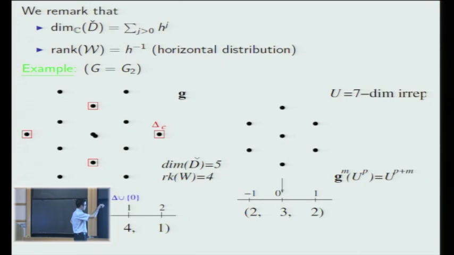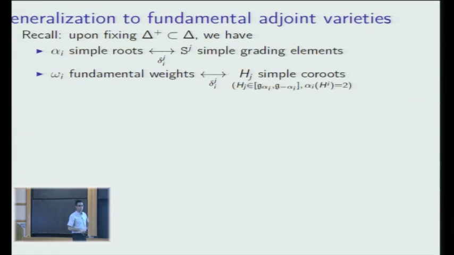So D check has dimension 5. The horizontal distribution has rank 4 because you count up these roots here. Okay? So it's very easy to draw these pictures when things are rank 2, but you need a computer when things are in higher rank, or you need a better general argument. So to generalize things a bit from that G2 example, what is a fundamental adjoint variety?